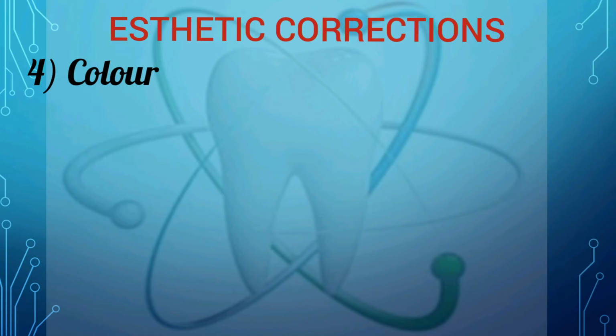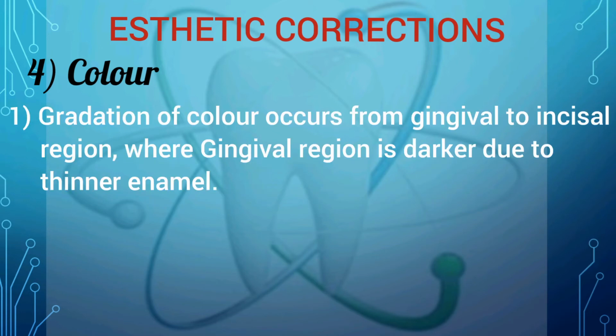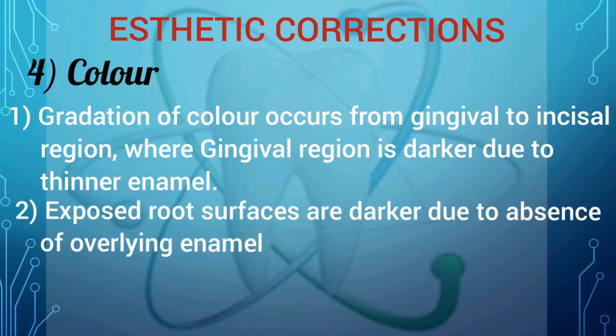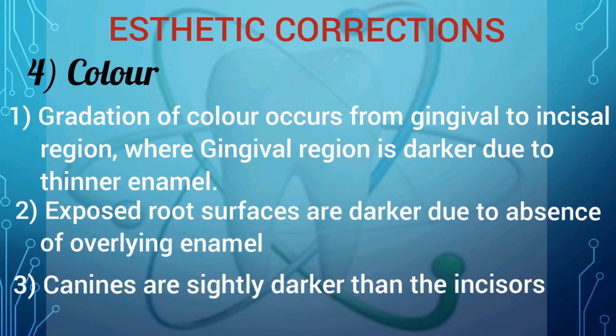So next we can go through the clinical considerations of color. A gradation of color usually occurs from the gingival region to the incisal region, with the gingival region being typically darker because of the thinner enamel. The exposed root surfaces are particularly darker, because of the absence of overlying enamel. In most individuals, canines are slightly darker than the incisors.